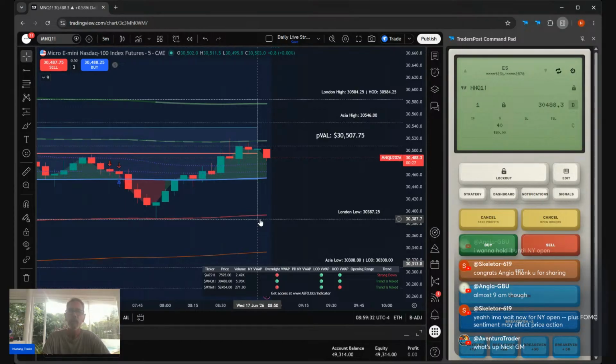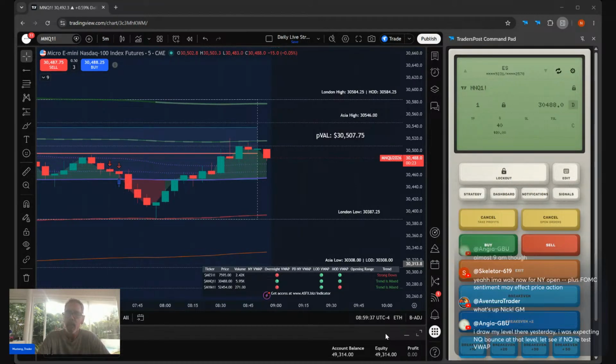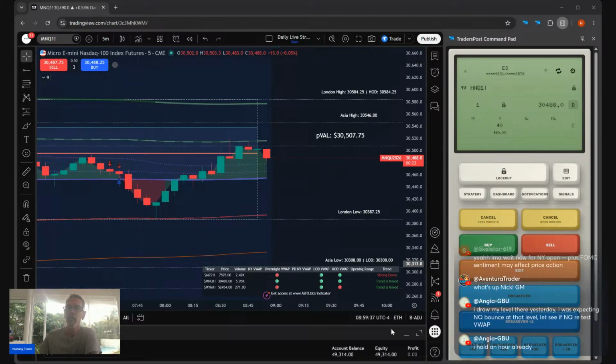Wow, Angie. Been holding this for a minute, haven't you? Yeah, might have to just wait until New York. Angie drew her level there yesterday. I was expecting an NQ bounce at that level. Retest the VWAP. Angie, that hold for an hour, that's good patience. That's what that is.